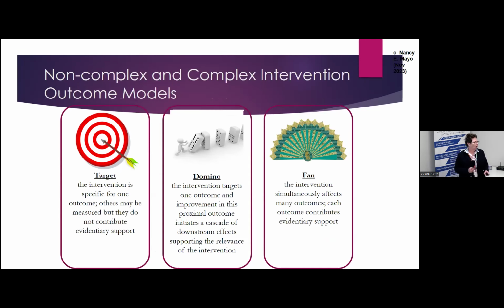So here are some non-complex and complex intervention outcome models. I gave you the list of the outcomes you need to cover. There are 3 models for interventions. One of them is the target. So the intervention is specific for one outcome. Others may be measured, but they do not contribute evidentiary support. All right, you're in legal speak now. What is the evidence? You measure these other things, but the only evidence that is presented for the trial, or is considered for the effectiveness of the trial, is on the targeted outcome.